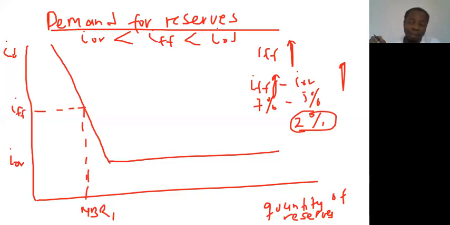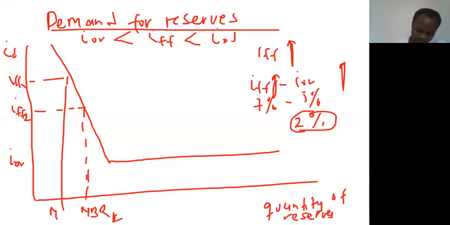Because the federal funds rate increases and the opportunity cost of holding reserves also increases, banks would rather reduce the amount that they are holding as reserves. So if IFF moves from, let's say, 2 to IFF 3, that means at this point the quantity that the bank is holding also falls. So there is an increase in the federal funds rate, and because of that it has increased the opportunity cost of holding reserves. And because the opportunity cost has increased, banks rather reduce the amount of money that they are holding as reserves.